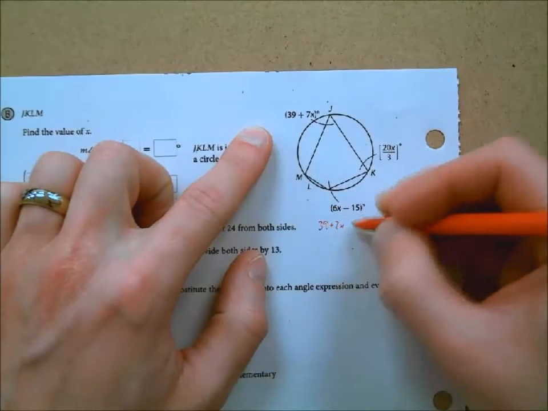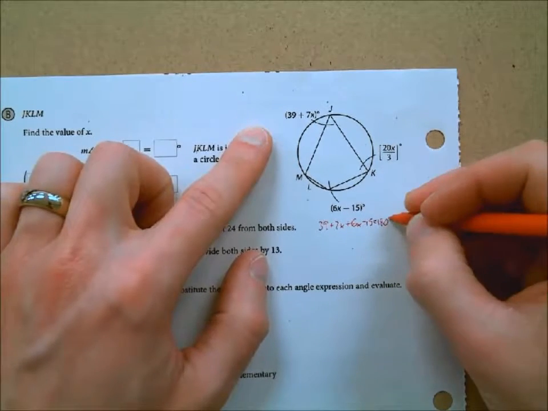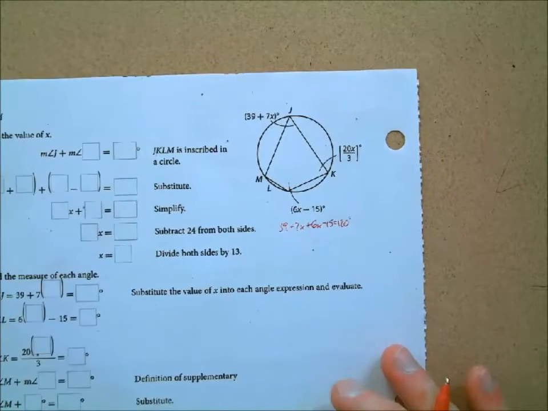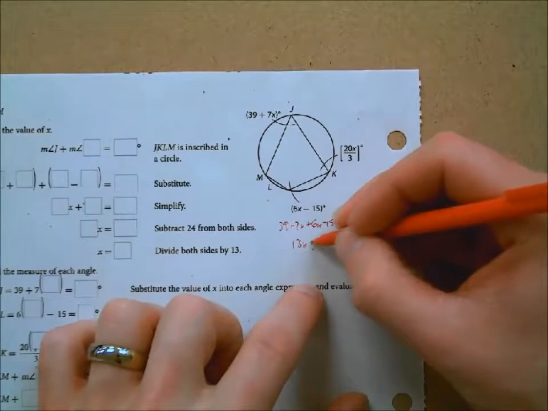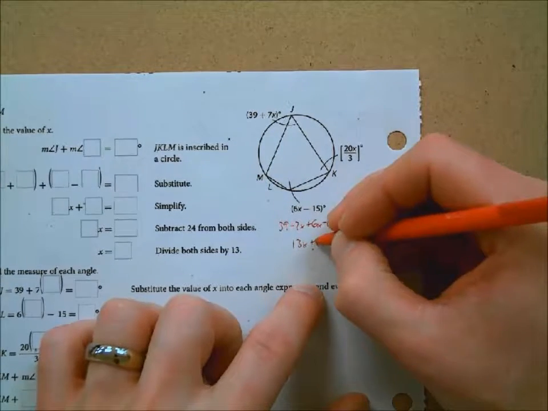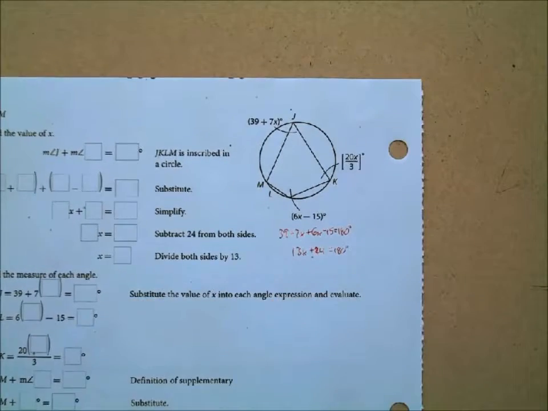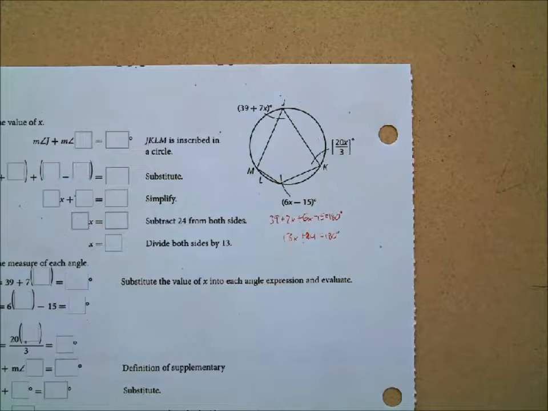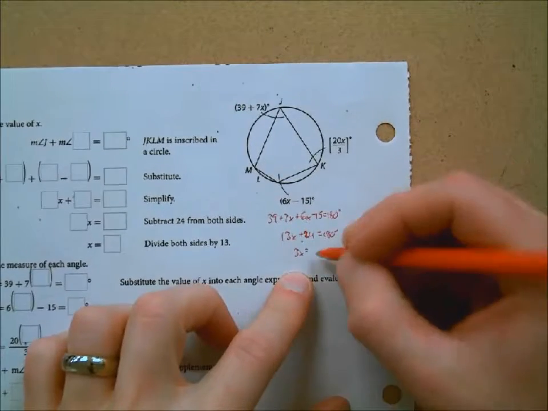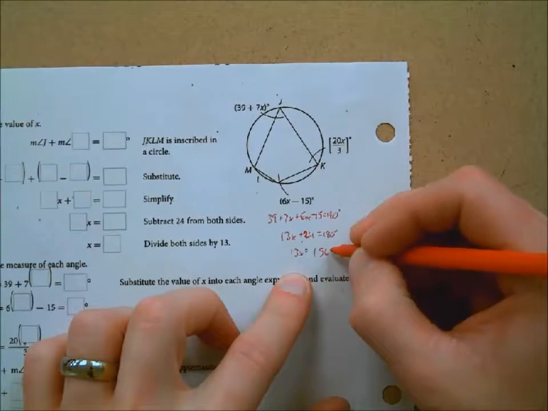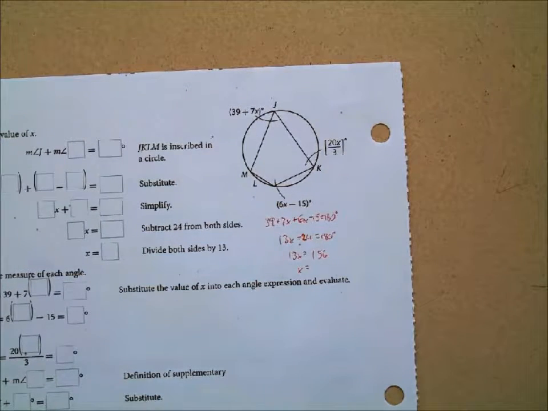39 plus 7x plus 6x minus 15 equals 180 degrees. And then you solve, right. So 7 plus 6 is going to give us 13x. 39 take away 15 is going to be 24. And then we'll subtract 24 from both sides. So 13x equals 156. And then divide both sides by 13, so 156 divided by 13 is 12. Yeah, okay. Good.